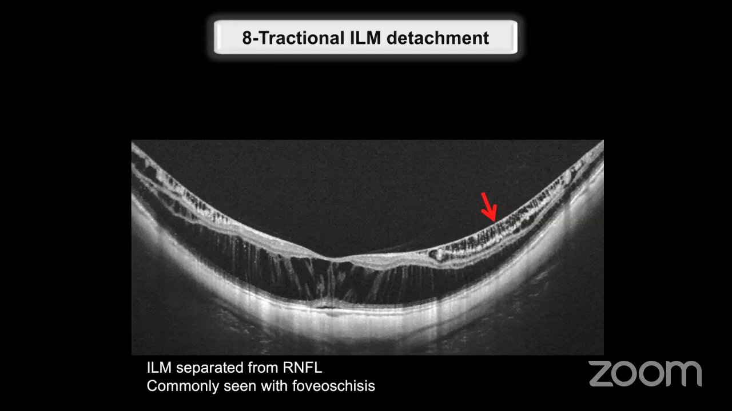Another interesting finding we may see in highly myopic eyes is what we call tractional internal limiting membrane detachment. In this change, we see the ILM is separated from the nerve fiber layer. You can see here there is an inner retinal schisis and outer retinal schisis. And this is the internal limiting membrane. And this is some schisis at the area of the retinal nerve fiber layer. So we often see this change alongside cases with foveoschisis or macular schisis.